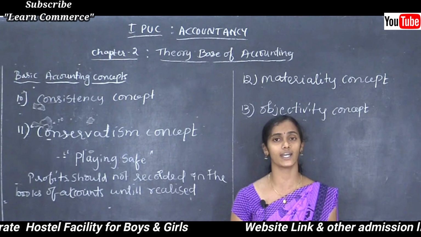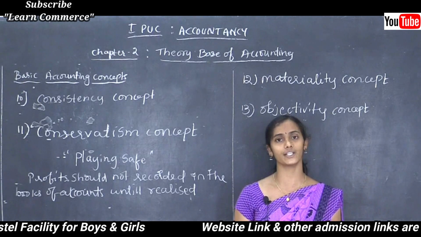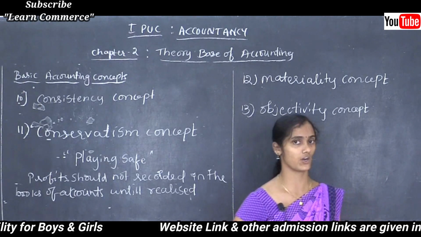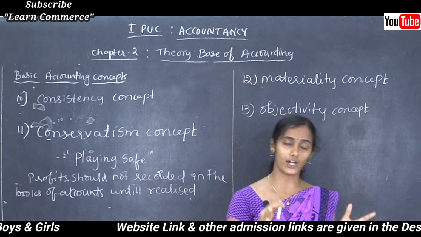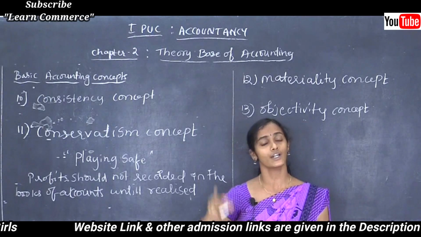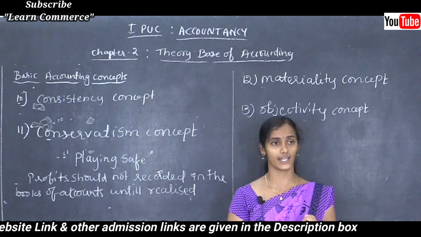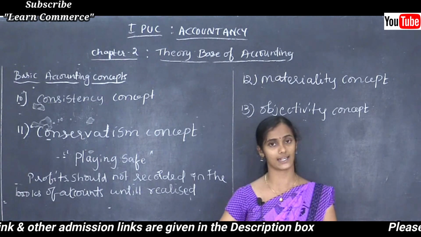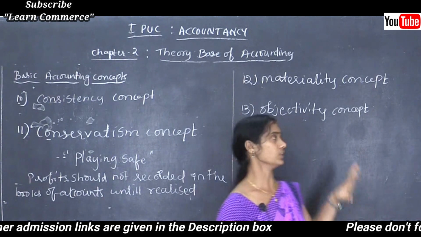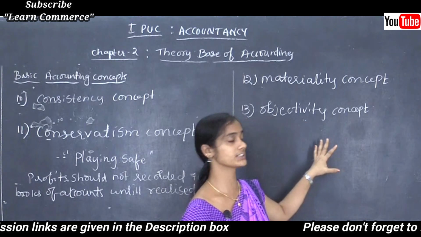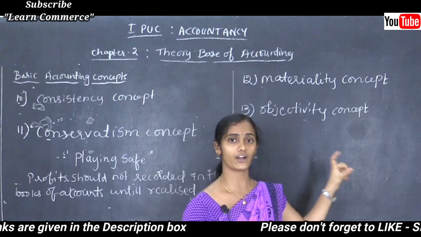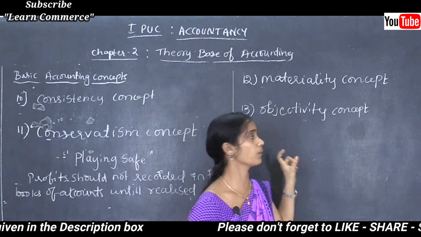Then only we can get correct accounting information based on that recording. So recording of transaction is very important to ascertain the exact amount of profit or loss, or to ascertain the exact amount of assets and liabilities. Correct, right? So according to the objectivity concept, transactions should be recorded in the books of accounts in an objective manner.